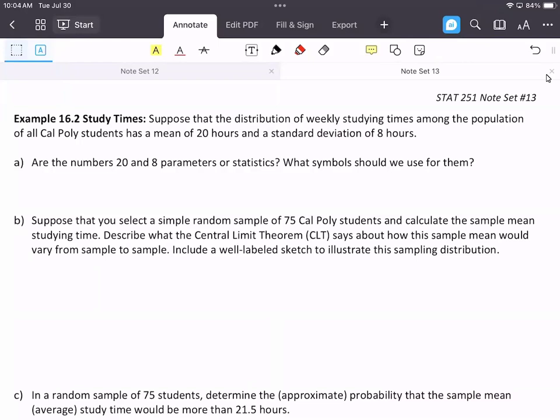Well, we're told right away that these are based on the population of all Cal Poly students. So we're looking at the population numbers. So these are parameters. We should use mu for the center of 20 and sigma for 8.